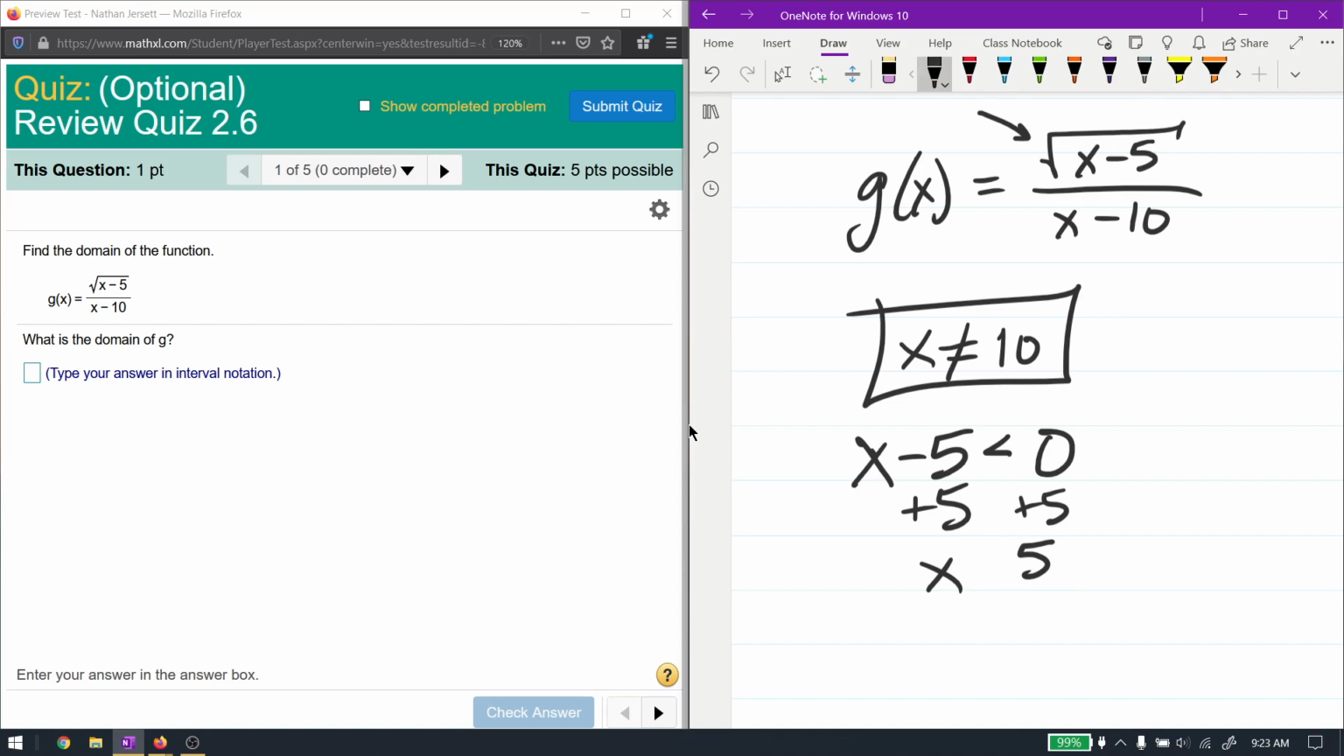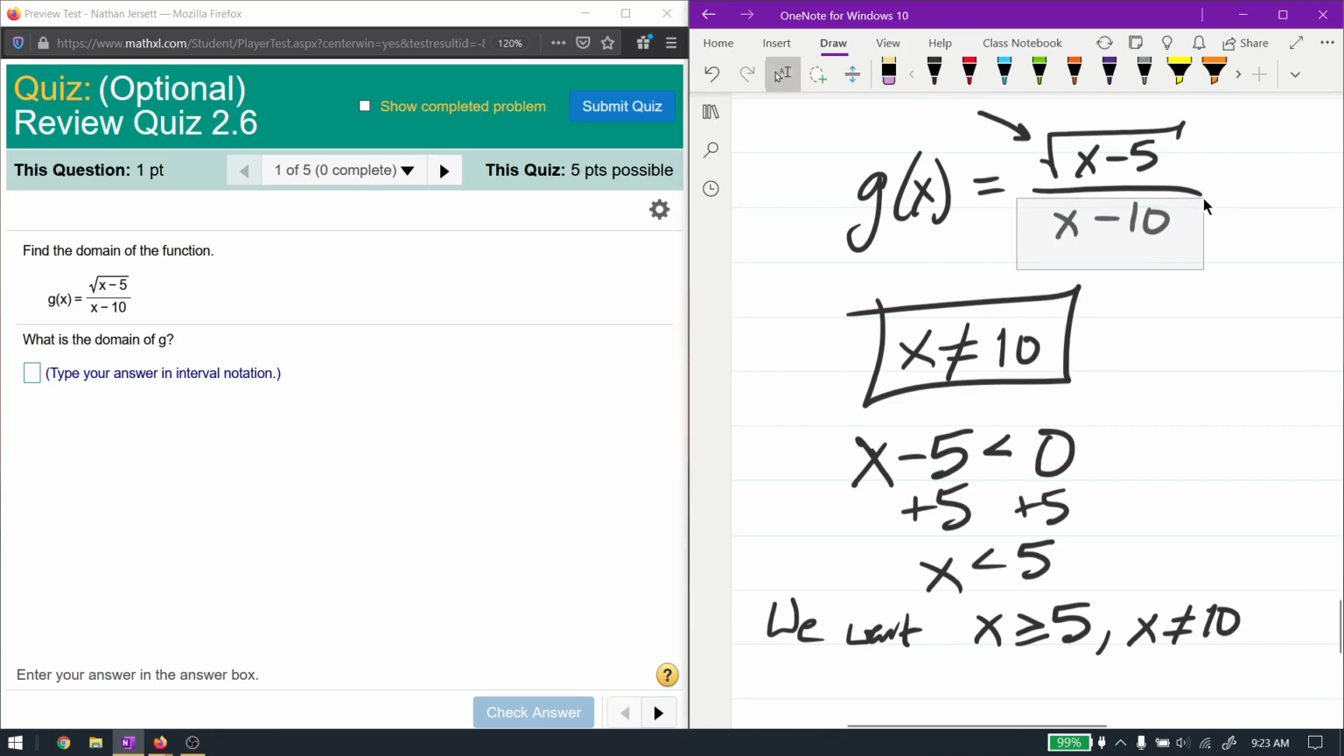In other words, what we want is x to be greater than or equal to 5, because that gives us 0 or bigger than 0, so a positive number in the square root. But we also don't want x equaling 10. 10 is greater than 5, so it would be included, but we can't include it because it's going to give us 0 in this denominator. So you have to consider both those two things.